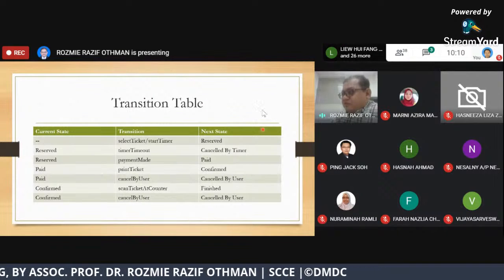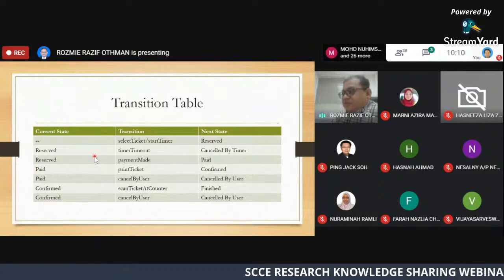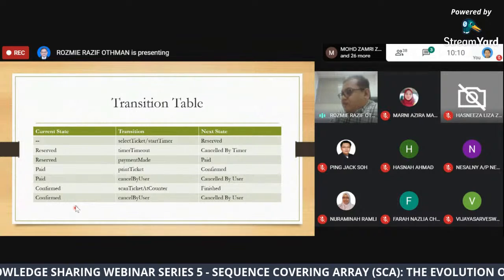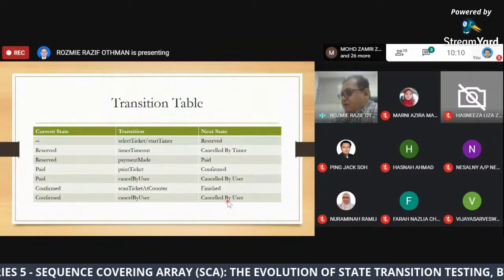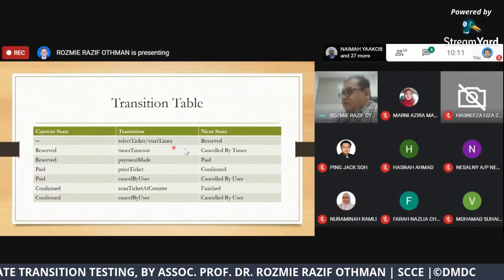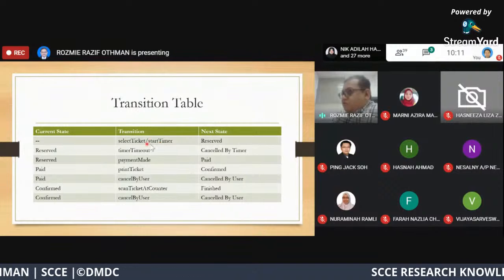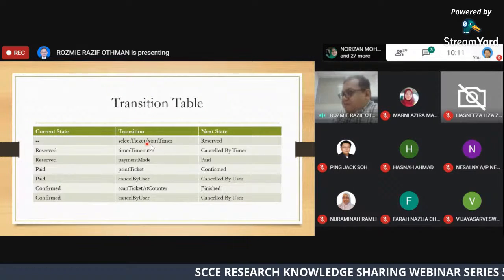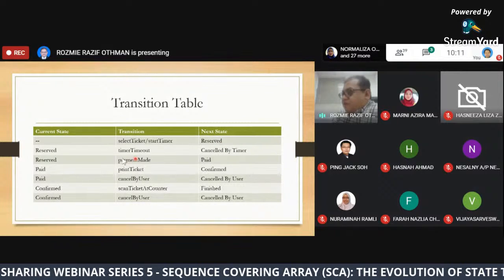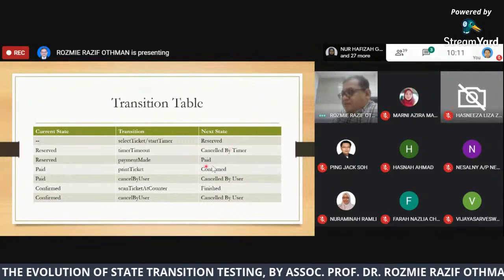Okay, so this is the summary for our system just now, the summary for this hypothetical system. We have several states here: the reserved state, paid state, confirmed state, the cancel by user state, and finally the finished state. So this is the transition. From the previous state, if there is a transition of select ticket, the next state will be the reserve state. If you are in the reserve state, it's either timer timeout, where we go to the cancel by timer state, or payment made, and it goes to the paid state.